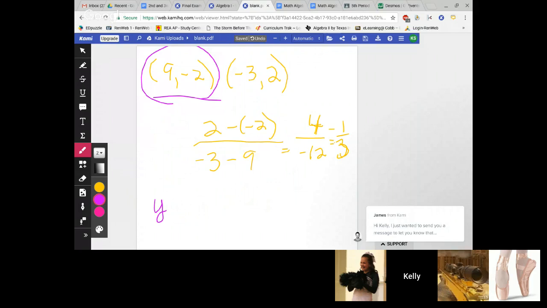So I'm going to plug in my -2 into the point-slope formula, which is y minus y1 equals m open parentheses x minus x1. So that's all I'm doing. If I plug in a -2 into this, I'm going to get y + 2 equals, and then I'm going to plug in my slope, -1/3 times x minus 9. So that's how you plug it into point-slope form.